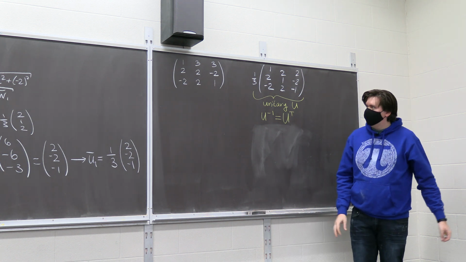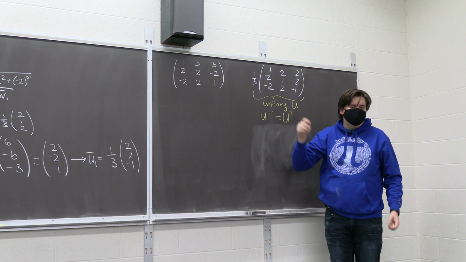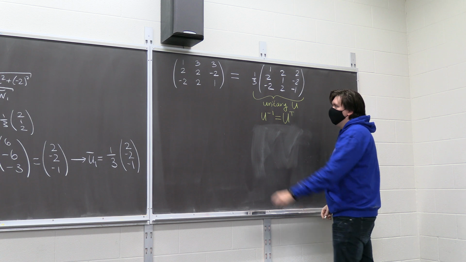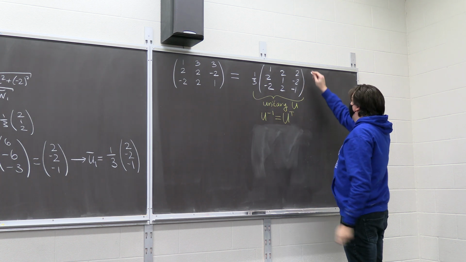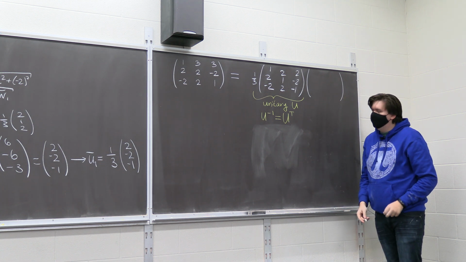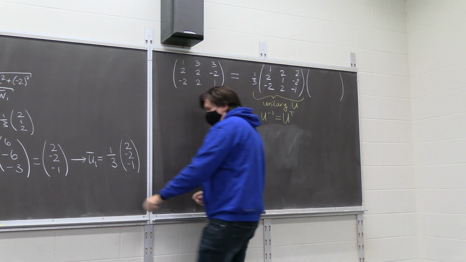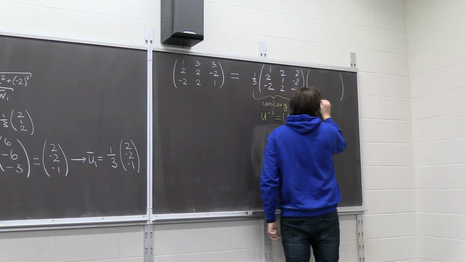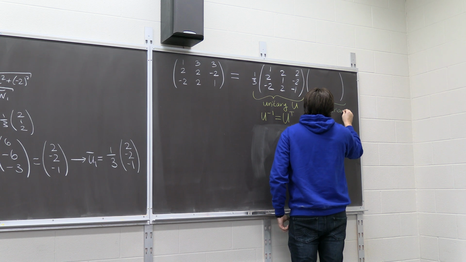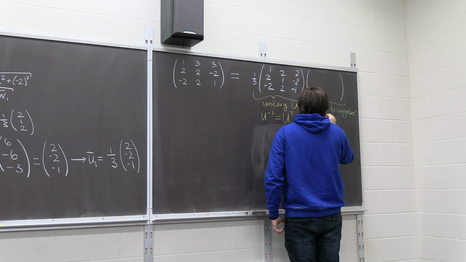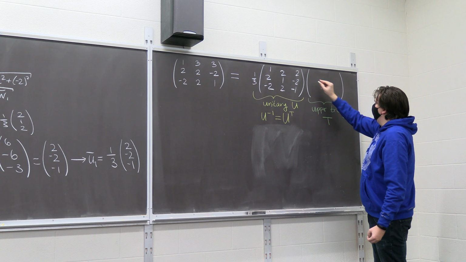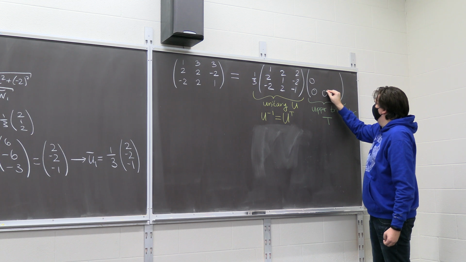Here's the big reveal. These matrices are not the same, but they're not so different. This matrix is your unitary matrix times another matrix, which is pretty nice. That other matrix is going to be an upper triangular matrix. We'll call it T. Recall that by upper triangular I mean below the diagonal, everything is 0.